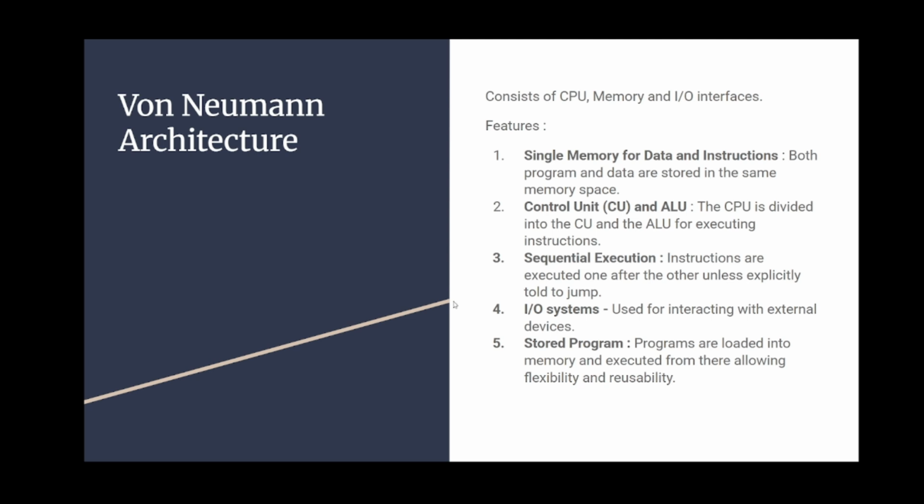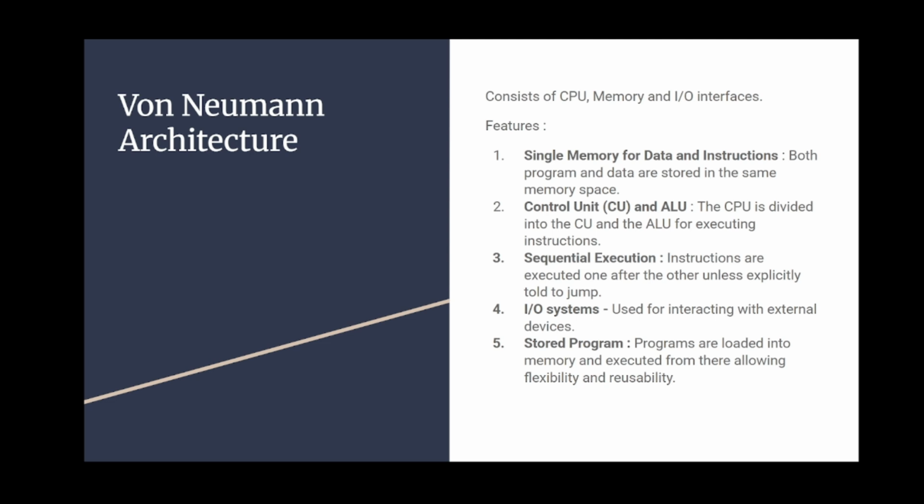The key components are the CPU, the brain of the computer responsible for fetching, decoding, and executing instructions; memory, which stores both instructions and data; and input-output devices, allowing the computer to interact with the outside world, that is the keyboard, mouse, etc. It is the design principle behind most of the general purpose computers available today. So that was the von Neumann architecture, the main architecture followed currently.